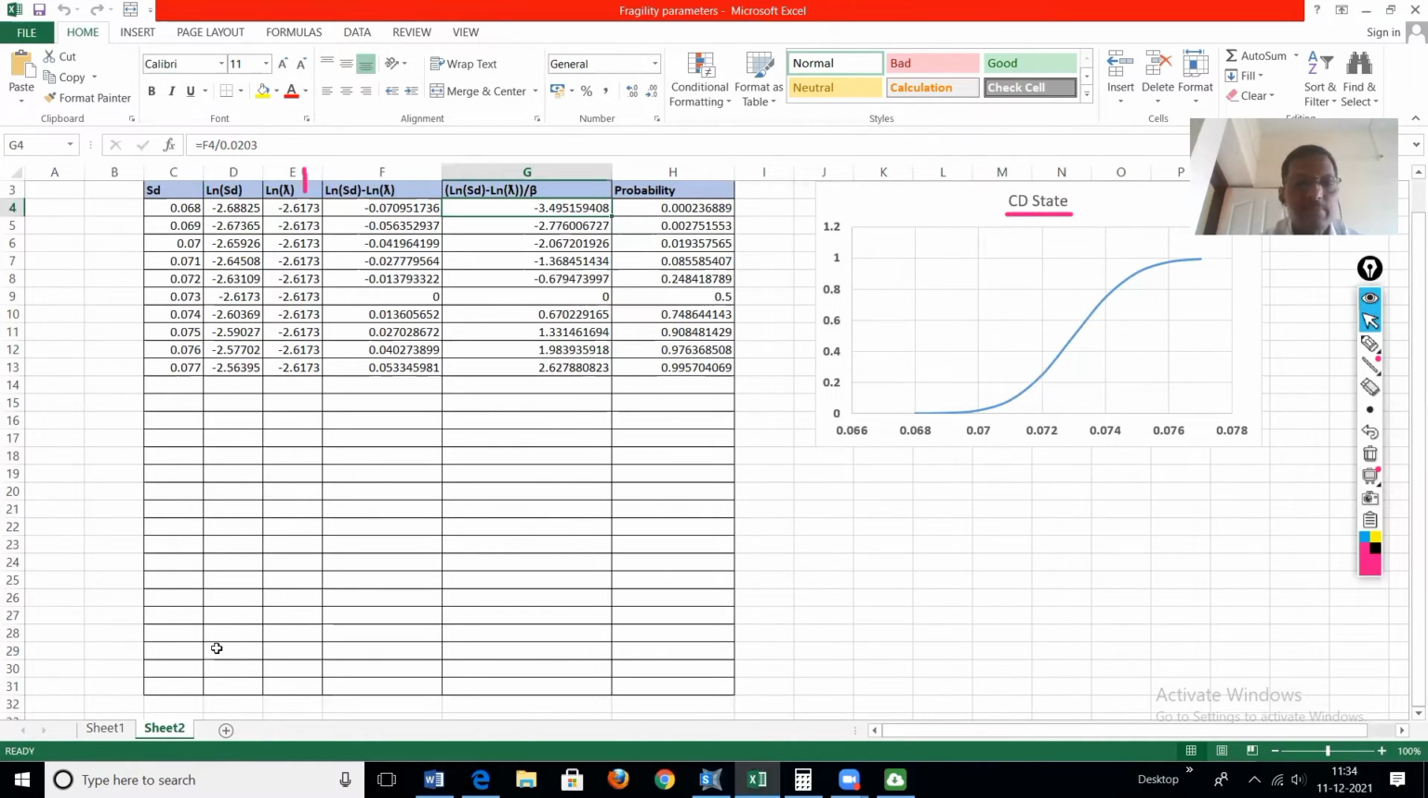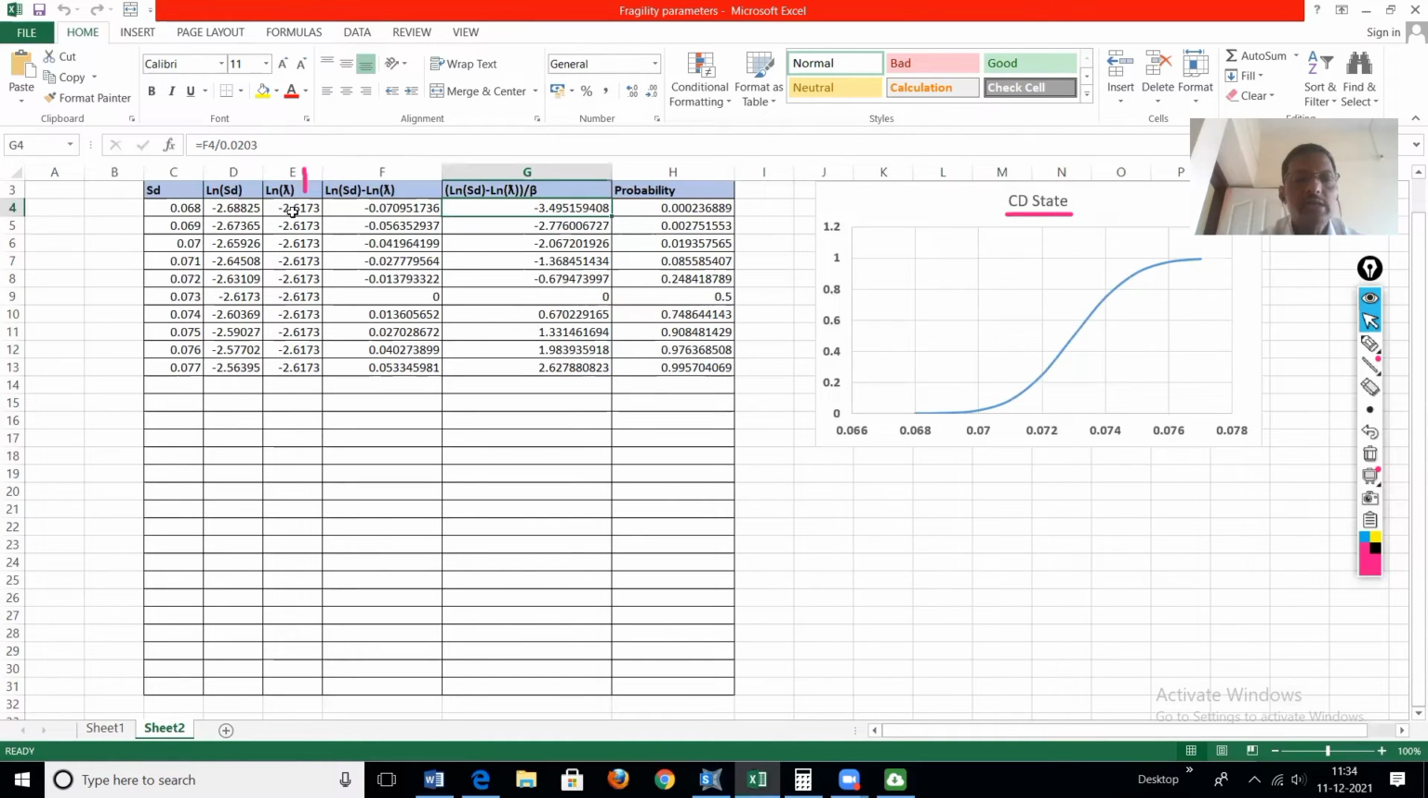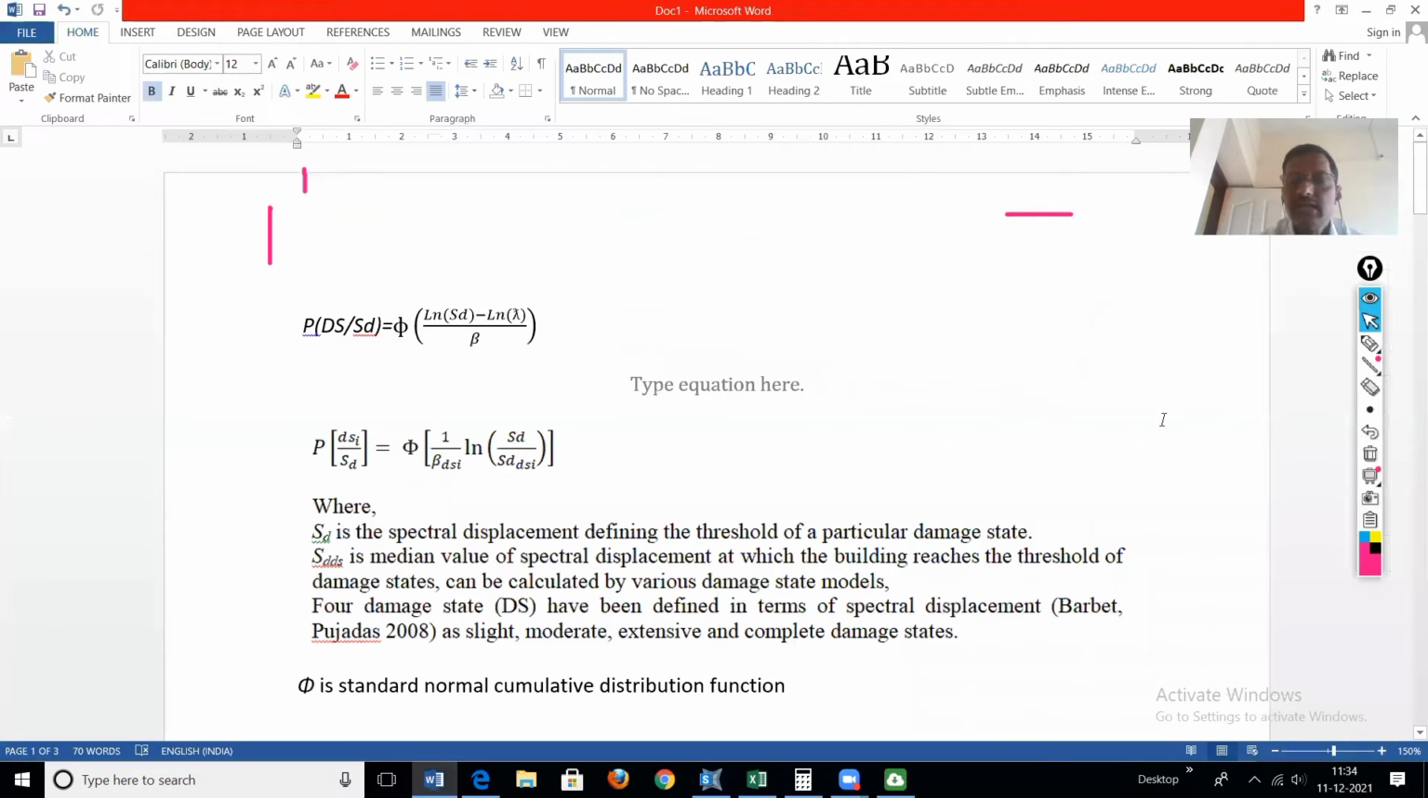For CD damage. So what is the lambda value? Lambda is the median value. How much is it? 0.073. So ln of 0.073. So lambda is the same, therefore all the values are the same. This is the third column. In the fragility equation, ln of lambda means this term. So this is column number 3, and this is column number 2.